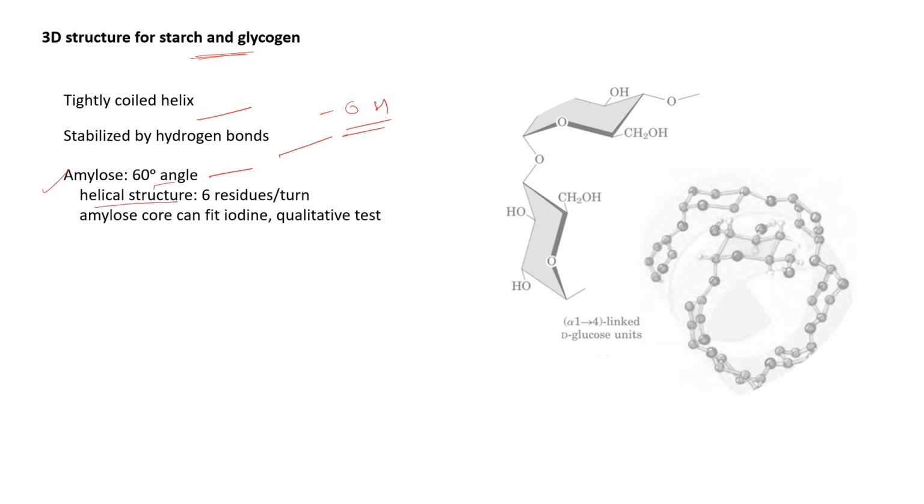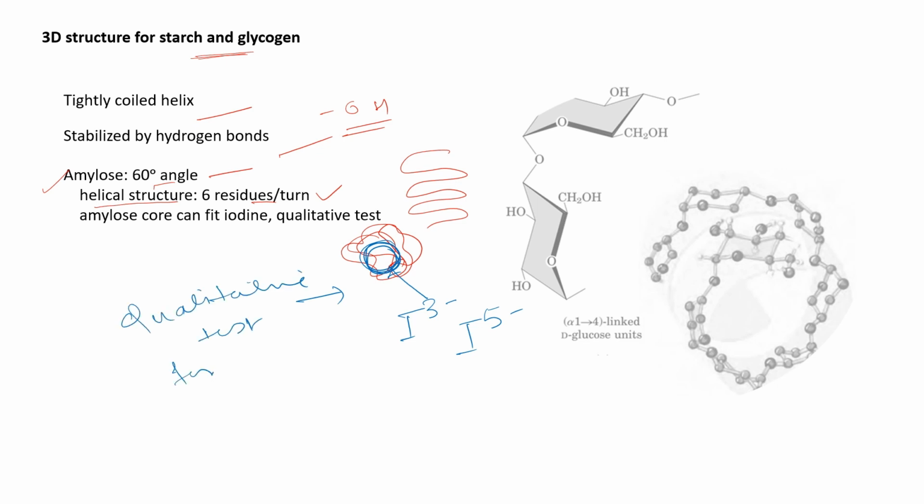When that turning occurs like this, per turn, how many residues can we find? That is 6 residues. Because of this turning, twisting and folding, a core is formed. In this core, iodine can fit in the I3 minus or I5 minus ionic form. So in this core, iodine can fit, and hence this is used as a qualitative test for detection of amylose.